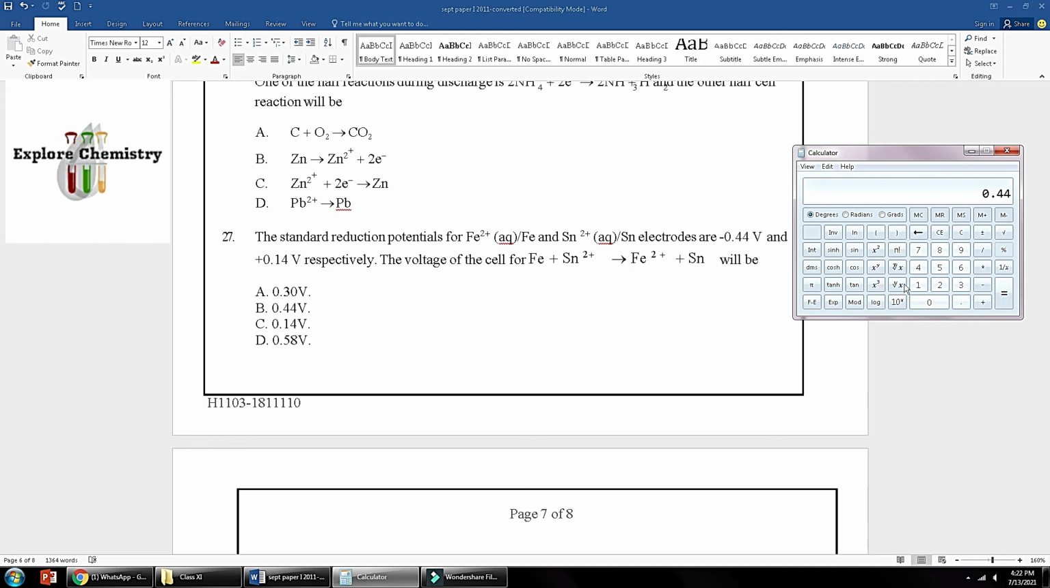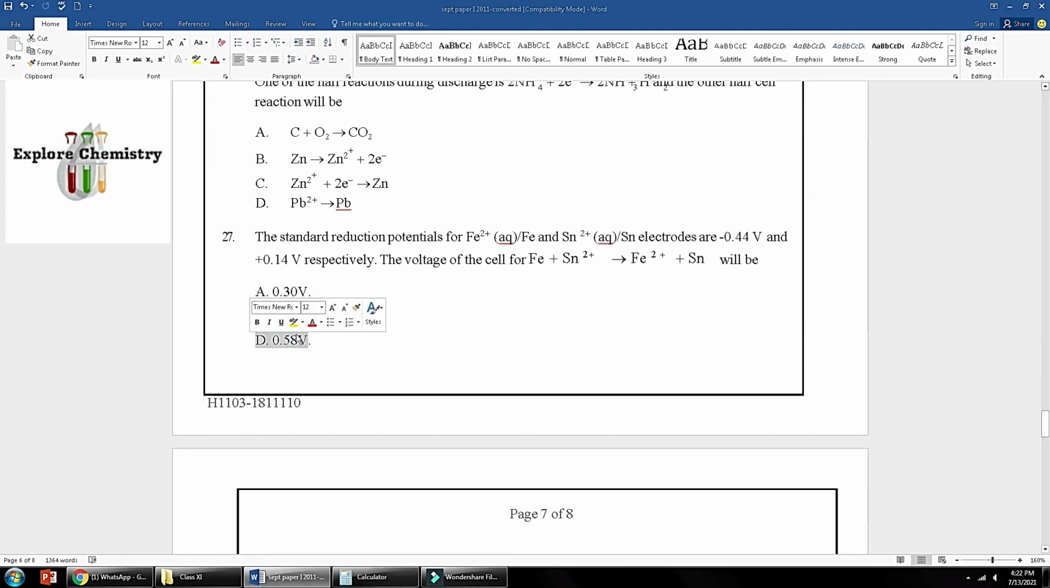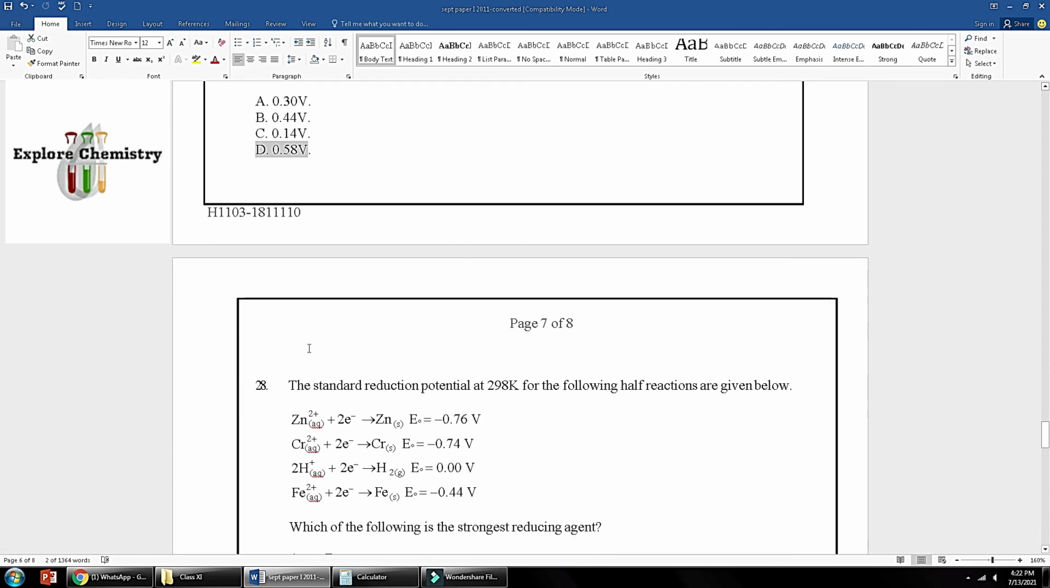Then you have to add this plus 0.14, keep it as it is because this is reduction potential and tin has been reduced over here. So your answer will be 0.58 volt. This will be the correct answer. This is the cell potential or voltage of the cell.